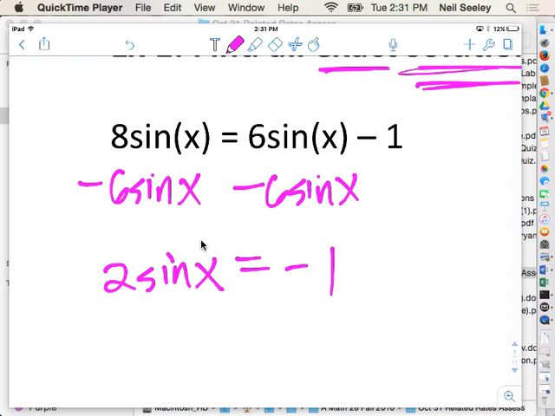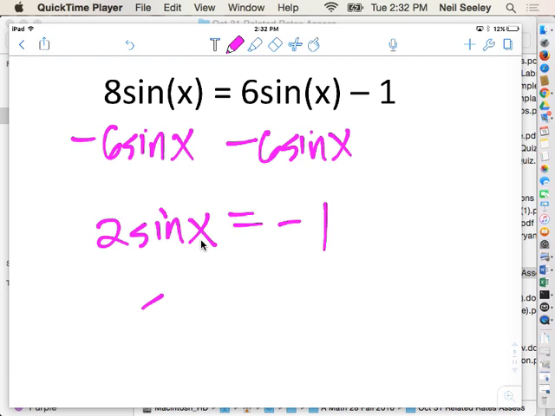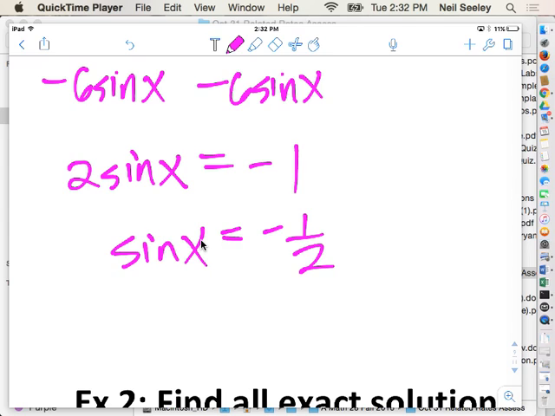The idea is isolate the sine of x. I don't want that 2 in front of there. I have to divide both sides by 2. And once you get to here, you're going to find that when I ask for exact answers, that same alarm goes off. It says unit circle is involved and radicals stay. So that's where we're at. Sine of x equals negative 1/2.